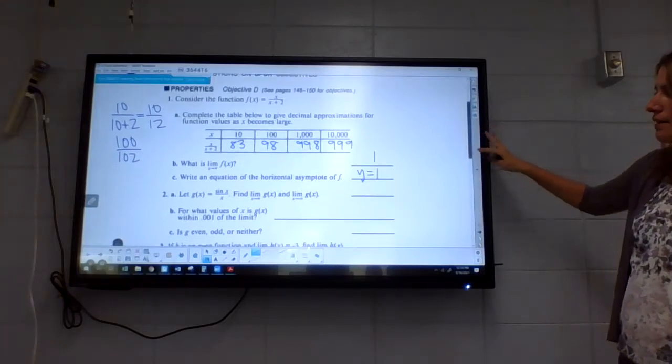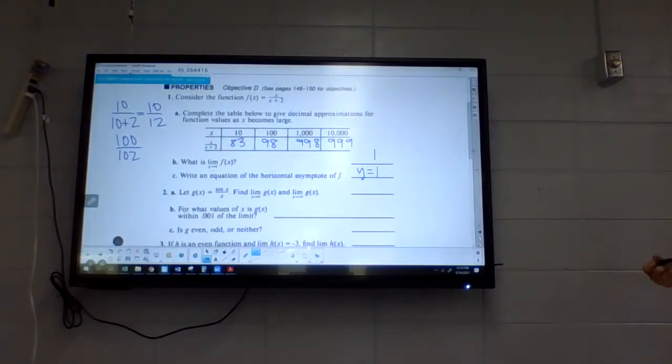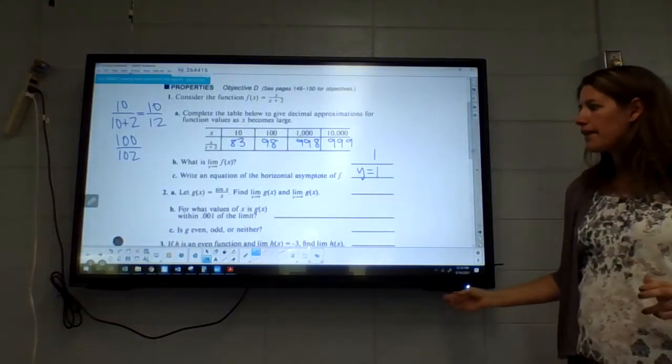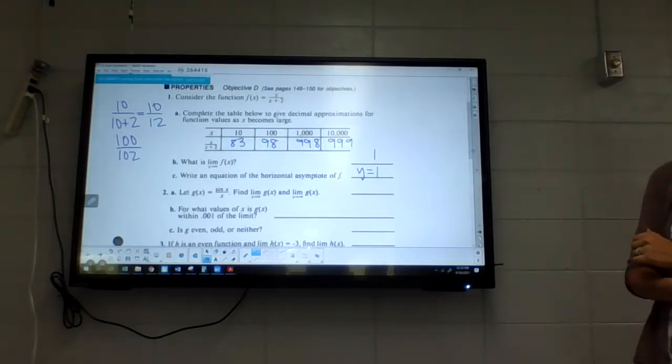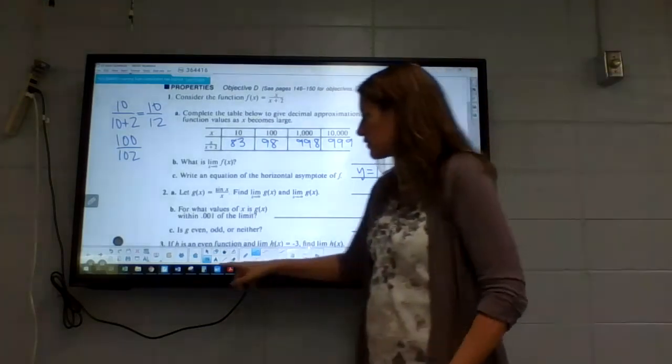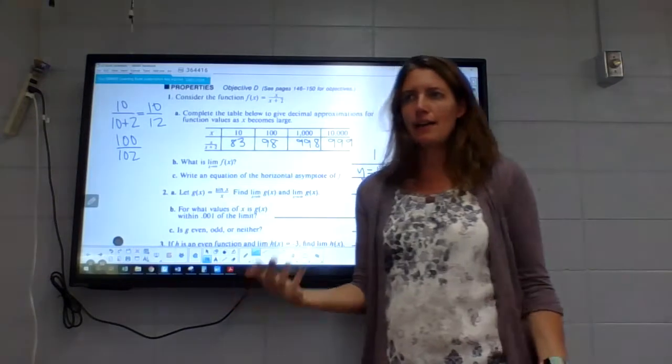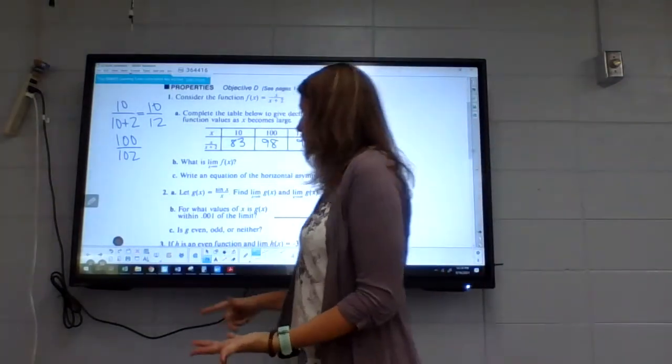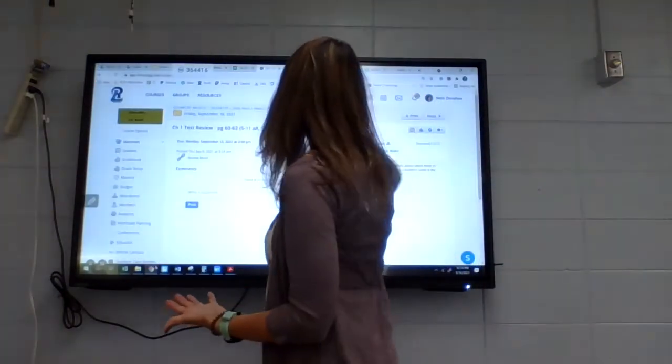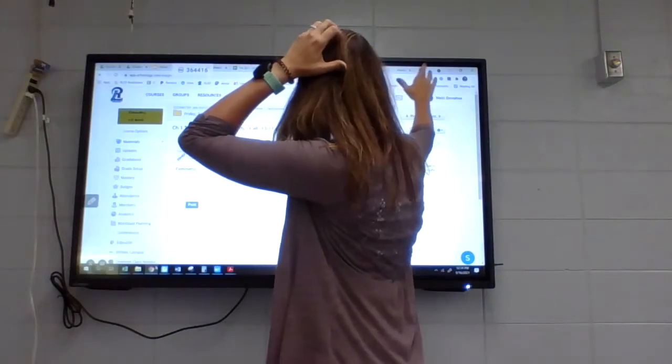Then in 2A, they give us this trig function, and they want the limit on the left and right side of the graph. So again, you don't know what the sine of x over x is. Unless I'm currently in that chapter, I wouldn't know either.